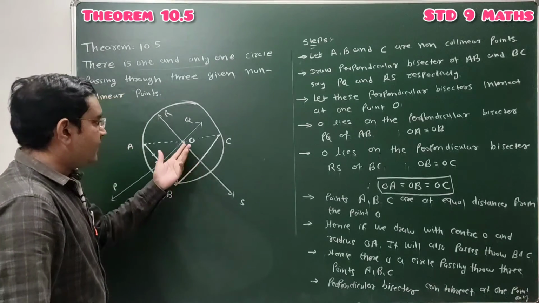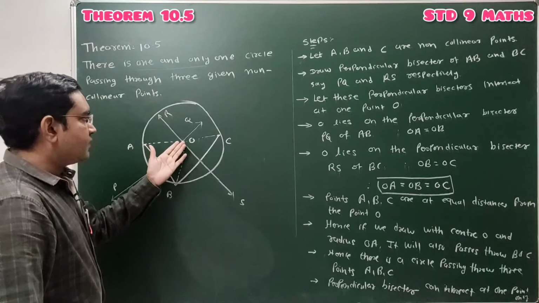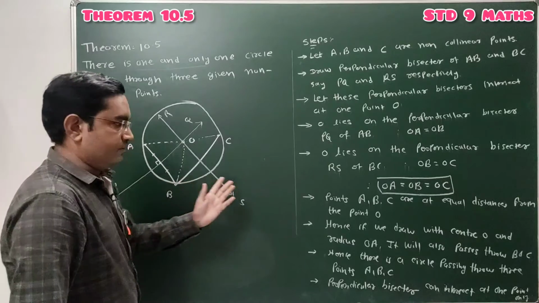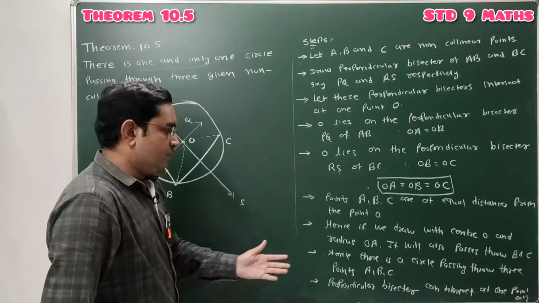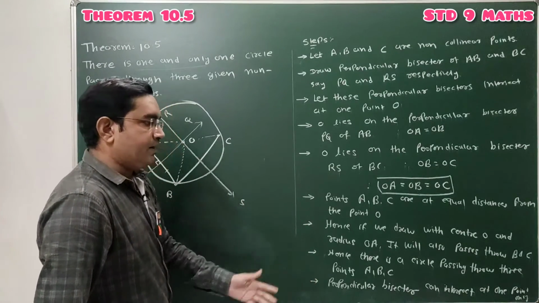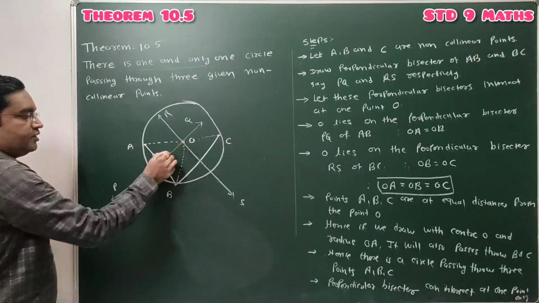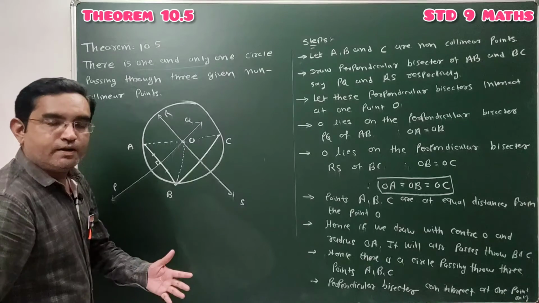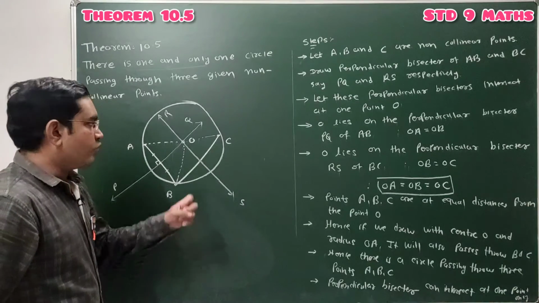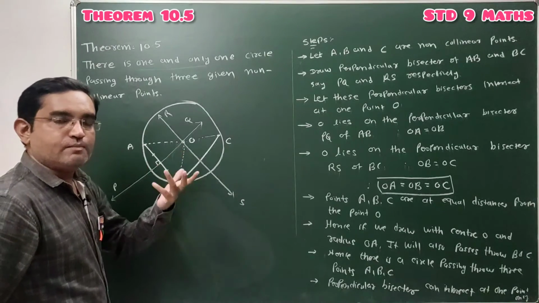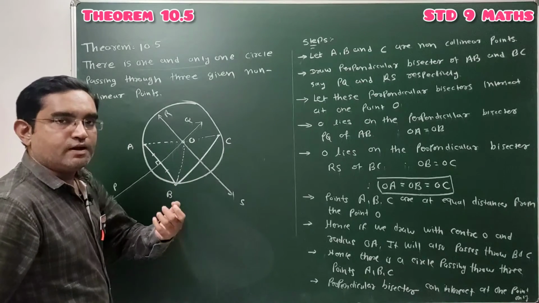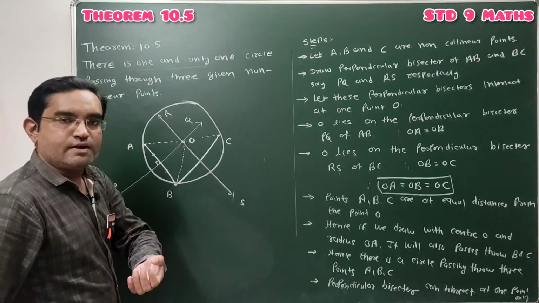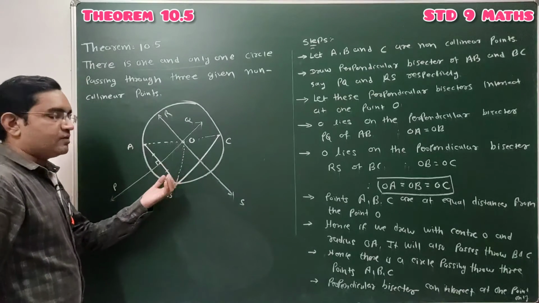So can we get any other center from this? To get another center we require another intersection point of these two perpendicular bisectors. But two perpendicular bisectors can intersect at only one point. They cannot intersect at more than one point. So we are getting only one intersection point of these perpendicular bisectors. That means we are getting a unique center for this circle. And if we have only a unique center, we have a unique circle.